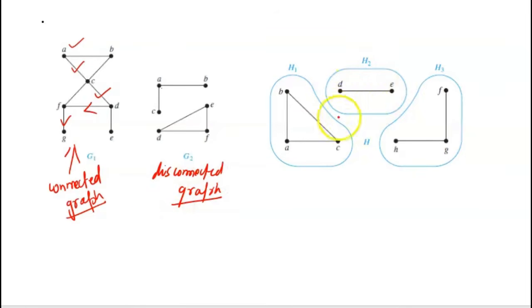Now you see that in this graph there are three connected components. This whole graph, which has the vertices A, B, C, D, E, F, G and H, is part of the same graph, but in it we have three components which are connected among themselves. So this is the first connected component of the graph, this is the second, and this is the third connected component of the graph.